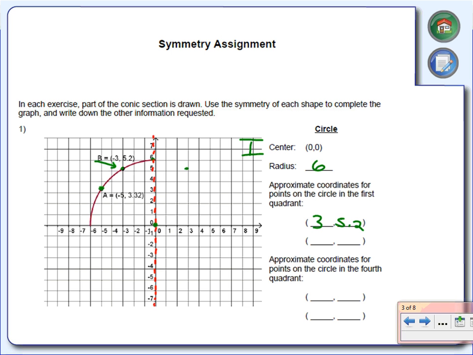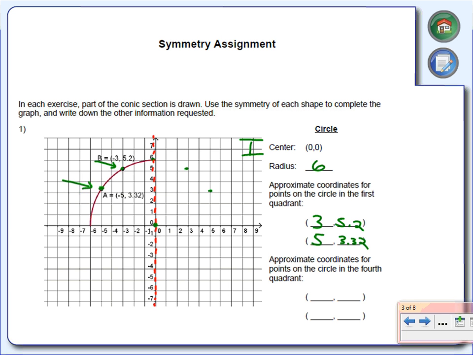Let's do the same thing with this other point. If there's a point on the left side of my line of symmetry, there should also be one on the right side of that line of symmetry. So where exactly would it fall? What ordered pair? 5 and 3.32. So let's put a dot there. Here's my 5. Here's my 3.32 right there.